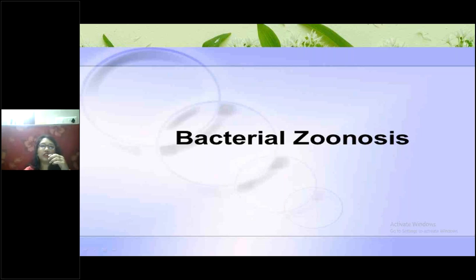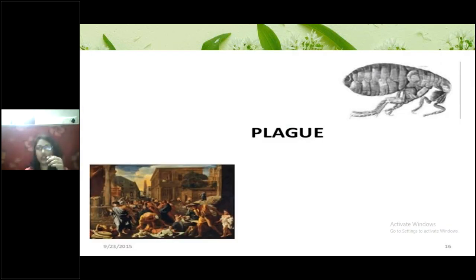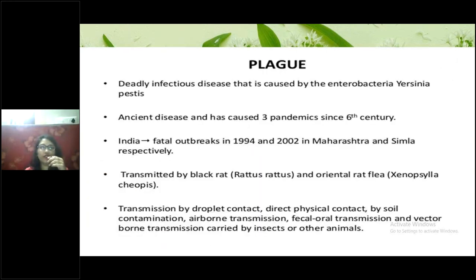So there can be bacterial zoonosis also, like plague. Plague is an important zoonotic disease of the past. And this is a deadly infectious disease that is caused by Yersinia pestis. It is an ancient disease and has caused 3 pandemics, starting in the 6th century. And there have been fatal outbreaks in Maharashtra and Shimla. And the latter one was after the earthquake took place.